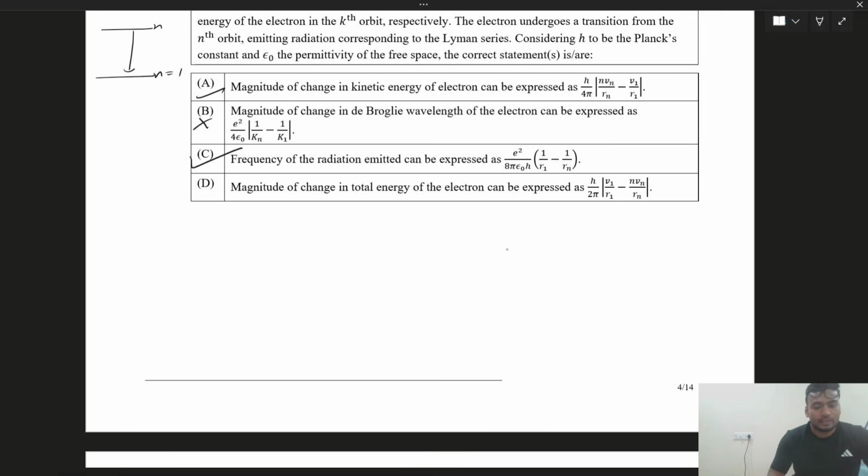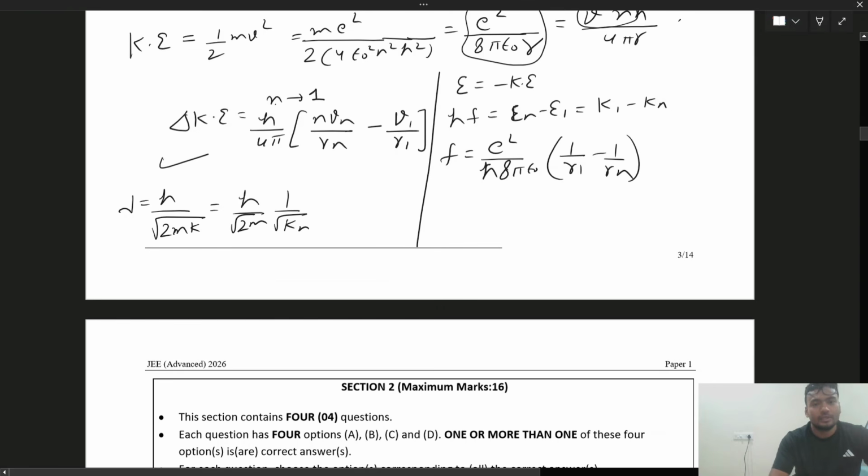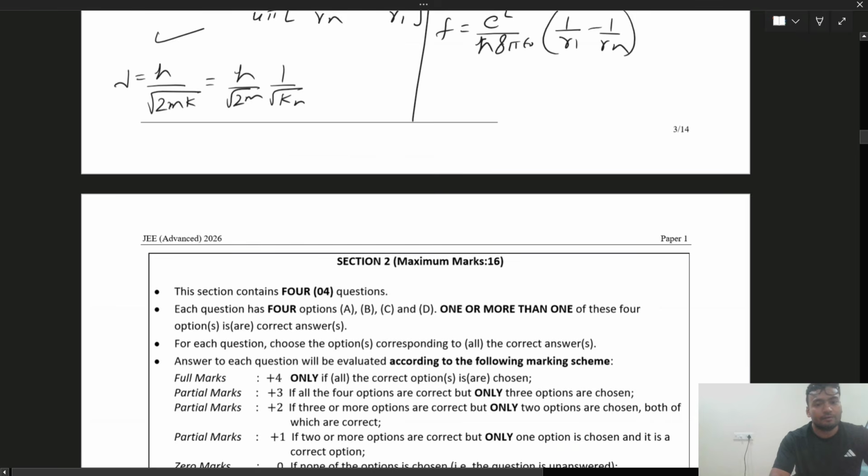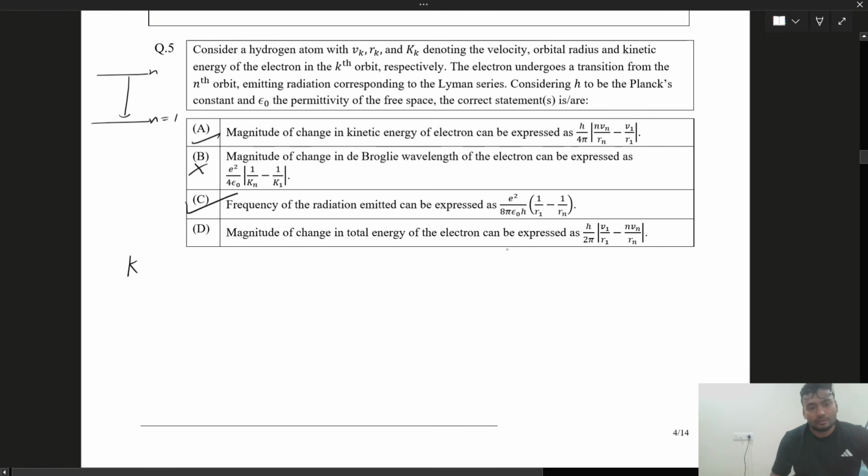First of all, you can use this relation, kinetic energy in terms of V and R. So it is nhv by 4 pi R. So the kinetic energy relation is nhv by 4 pi R, and we know that total energy is the negative of that kinetic energy. So it is minus nhv by 4 pi R.